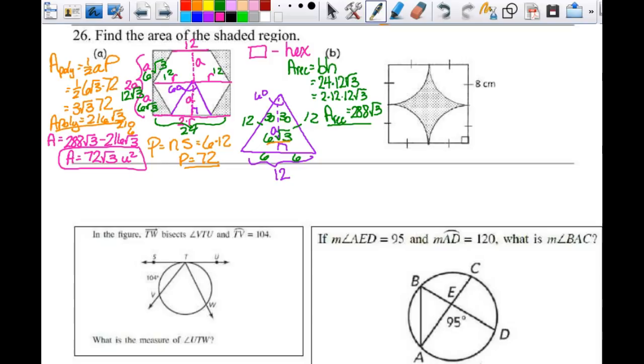Alrighty, next one isn't nearly as complicated. We know all of these little pieces are congruent, so if this is 8, this is 8, and so are all of these, gives me 16, and it's a square. Okay, so the whole big thing is a square.